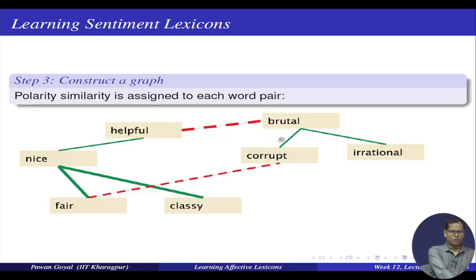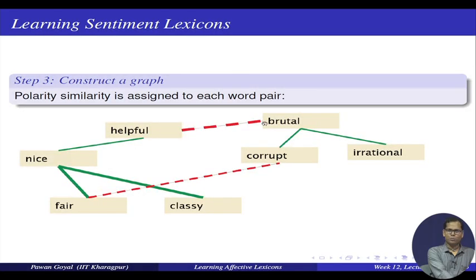Similarly, you find brutal and corrupt, they occur with the connective and. Brutal and irrational occur with the connective and. But there are some red dashed lines also. What are these? Suppose two words are occurring with the connective but, okay. So helpful but brutal. Then you say, okay, they have opposite polarity. So that's how you will label the edges in your graph. Some edges say they have similar polarity, some edges say they have different polarity.